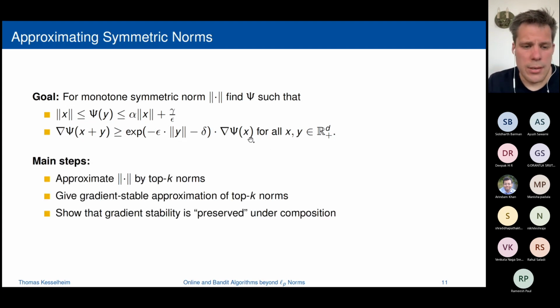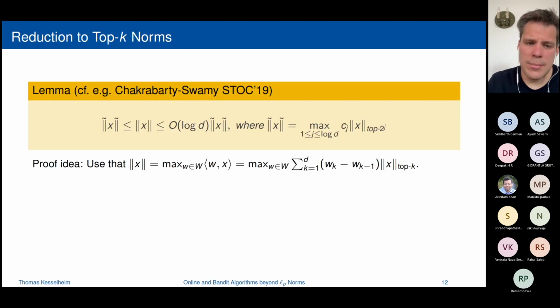What can you do to get there? There are these three main steps. The first and the last one are not so super exciting. I think the second one is the most exciting one, but let's go through them one by one. The first thing is to approximate your norm by top k norms. Then you give a gradient stable approximation of top k norms, and then you show that this gradient stability is preserved under composition of norms. So let's first talk about the first and the third step.